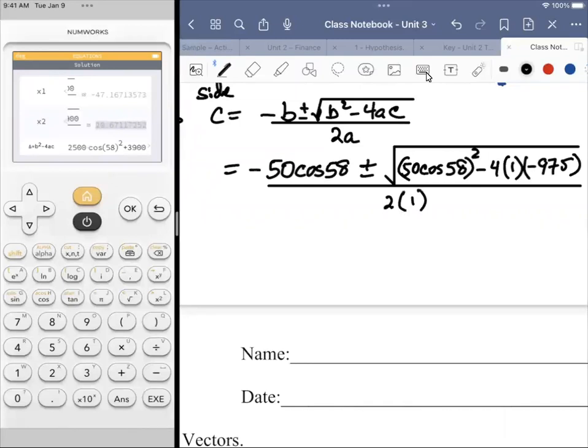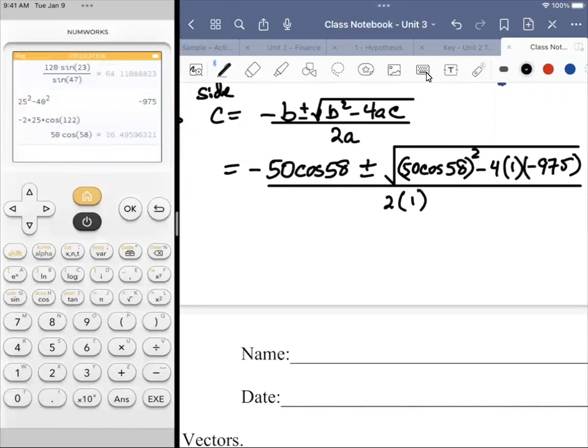So then we look at this as two separate operations. We have the minus and we have the plus. So in my home screen, I go to calculate. I'm going to make this ginormous fraction on my NumWorks, but I'm only going to use the minus one first, then I'll use the plus one. All right. So again, I tend to go nuts with the parentheses. So negative 50 cosine 58 minus, doing the minus one first, parentheses 50 cosine 58. Close it up for the argument, close it up for the expression.